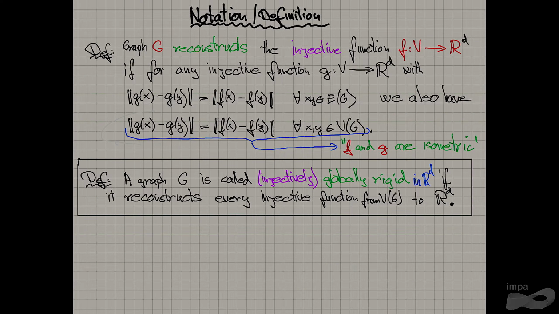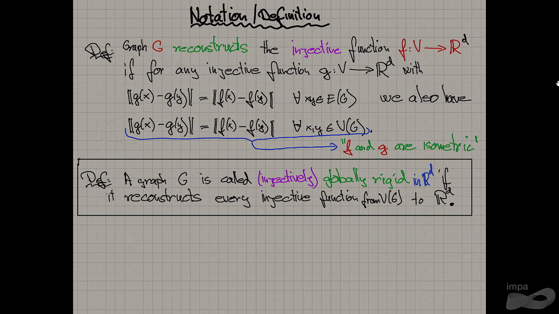So here, let me introduce some words which I keep using, and also the terminology I'm going to use now. I will say that the graph G reconstructs the injective function f from the vertex set to R^d if for any injective function g for which you know that the distances along the edges of G are equal to those of f, you also know that the distances along any pair are equal. And that means that f and g are isometric.